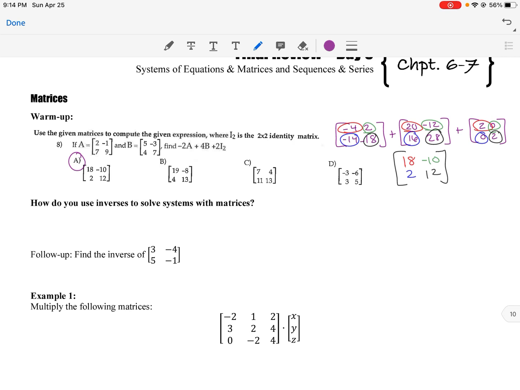Okay, the inverse, how to use inverses to solve a system of matrices. You take the inverse of the coefficients and multiply times the answers.